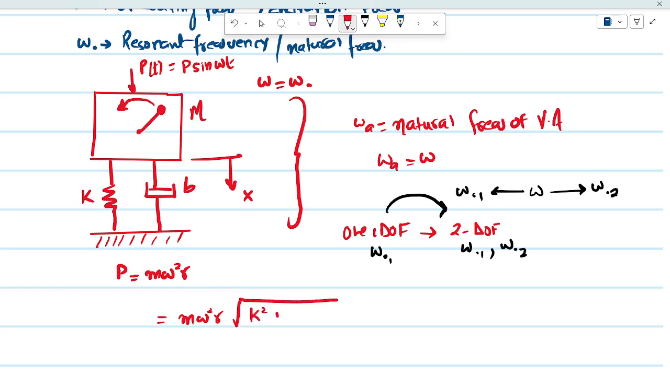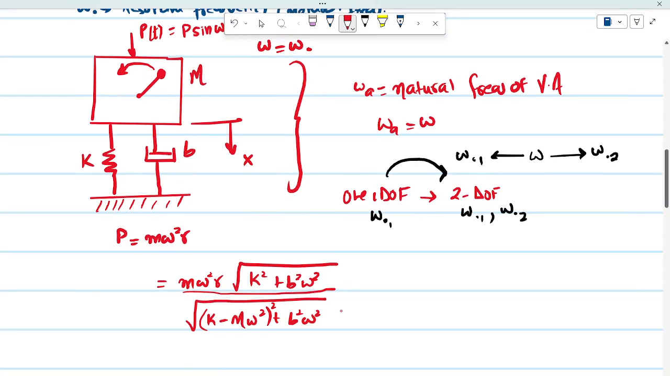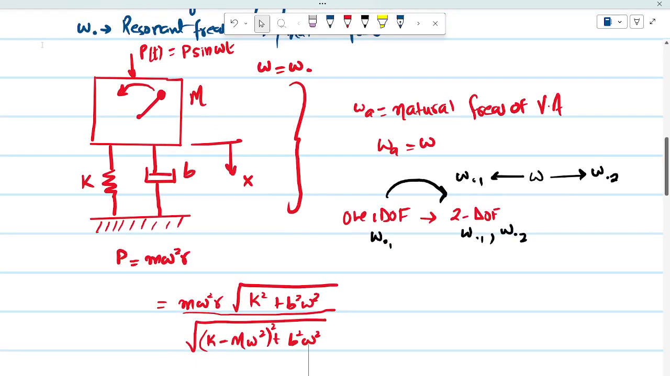That's the square root of k square plus b square omega square, divided by the square root of k minus m omega square, whole square, plus b square omega square. So that's the vibration amplitude in such cases. So what we do for the vibration absorber, I will just copy this one.